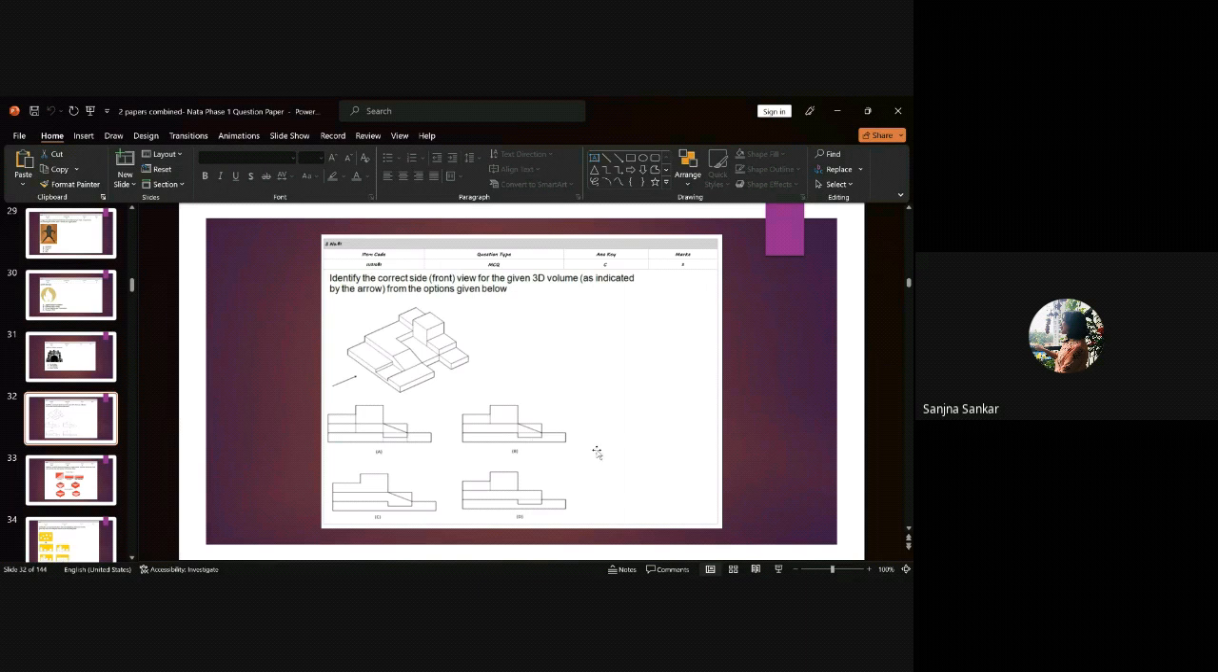Option A, B, C, or D. So, the correct option is C. There is a depression, and then an elevated step, and a small ramp, and then a sloping L in a round of steps. So we're supposed to observe every volume that's there in this projection.